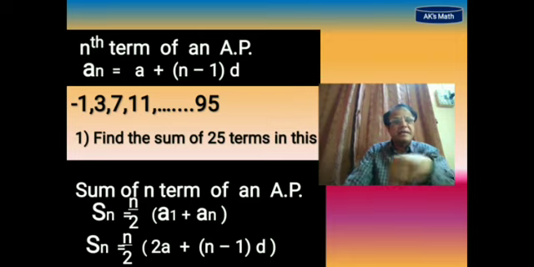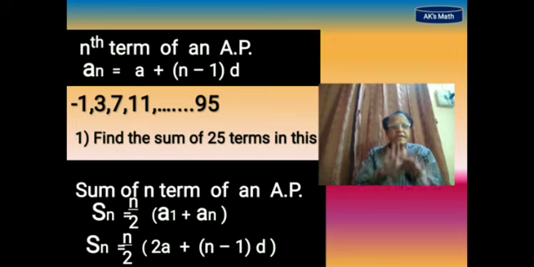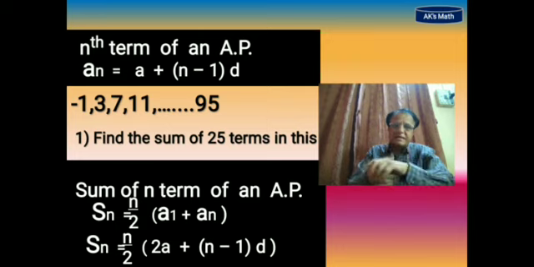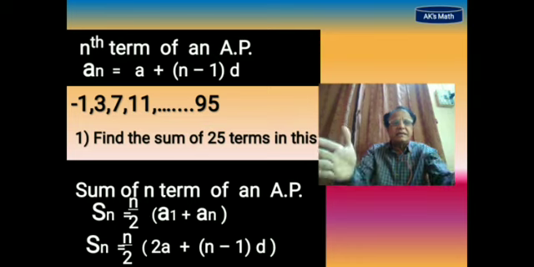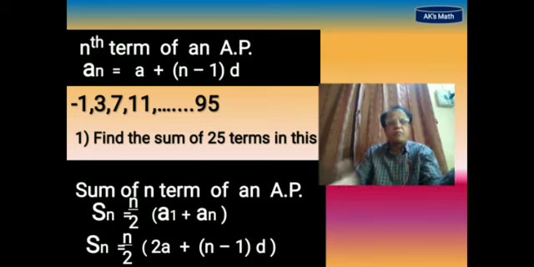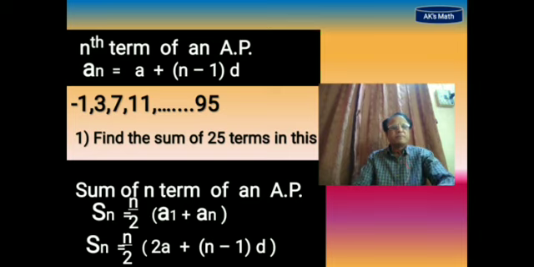Now here in Sn, we can put 25 in place of n, -1 in place of a1, and 95 in place of an, and we can find the sum, the addition of this. You can find the sum of all numbers which are sitting in this AP.